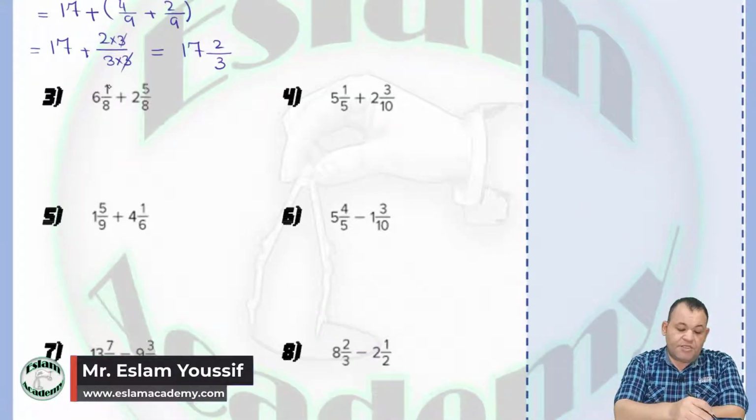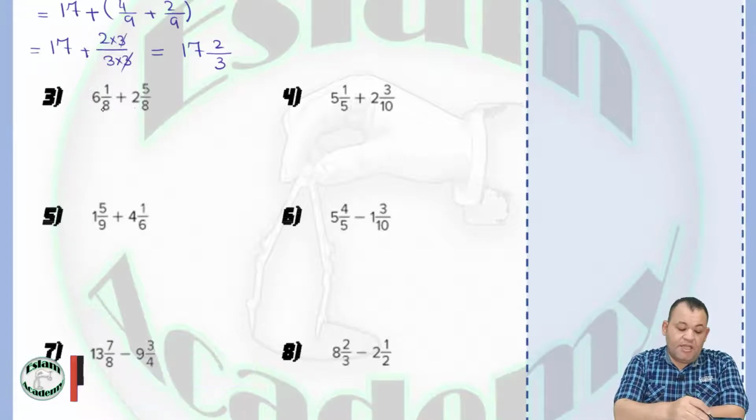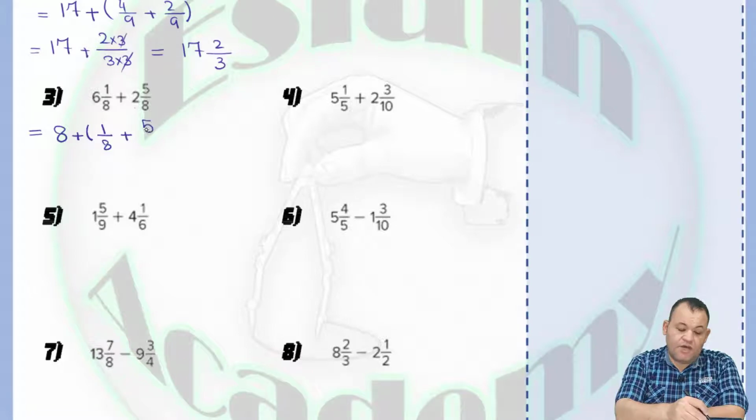Again, for question number 3, now we have here 6 and 1 over 8 plus 2 and 5 over 8. At first, I will just add the two whole numbers together. So 6 plus 2 equals 8 plus, open a bracket, we have here 1 over 8 plus 5 over 8. Now we can add the two fractions. If the two fractions have the same denominator, we just write it, that will be 8 plus 8 and 8. They have the same denominator, so we just write it. 1 plus 5 equals 6.